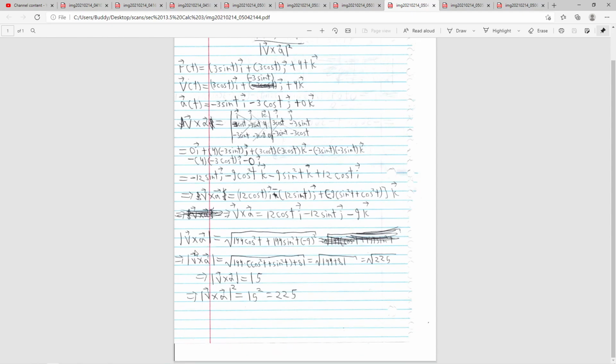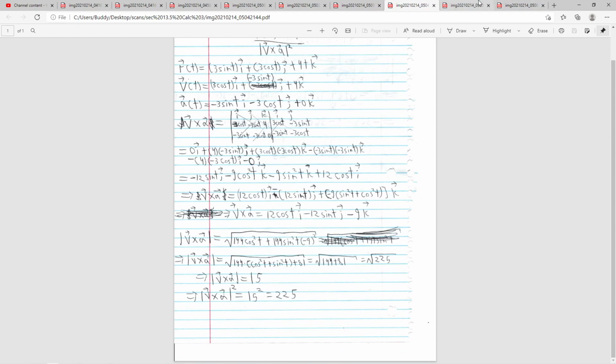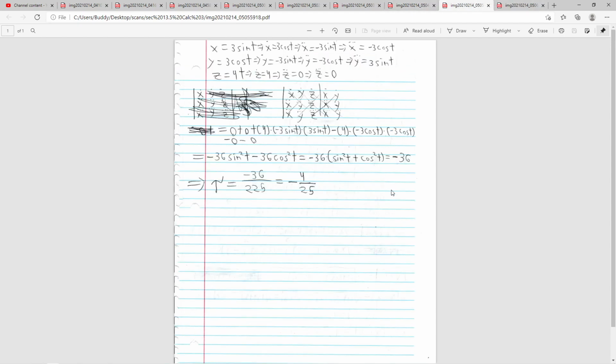Sine squared of t plus cosine squared of t simplifies to 1, times negative 9. Again, the magnitude is where you do the same thing: you get 144 plus 81, because cosine squared plus sine squared is 1. So you get 15, and then the magnitude of v cross a squared is equal to 225. So that's one.